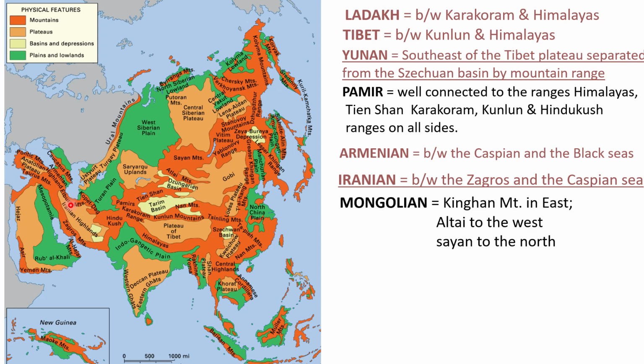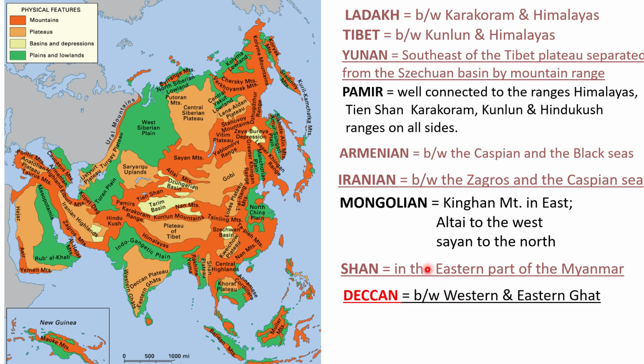Mongolian Plateau. This region is the Mongolian Plateau, which is bounded by Kinghan Mountains in the east, and Altai Mountain in the west, and Shan in the north. Shan Plateau is in the eastern part of Myanmar. This country is Myanmar, and in the eastern part of Myanmar there is the Shan Plateau. Shan Plateau is also included in southern plateau part. Deccan Plateau is between the western and eastern Ghat.